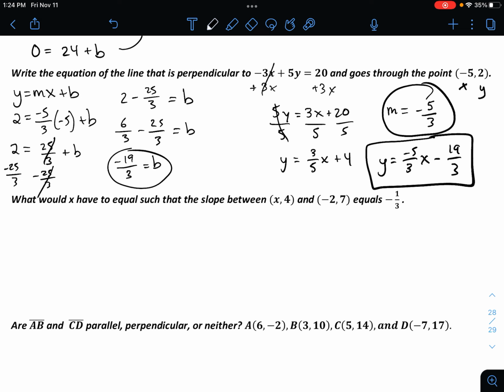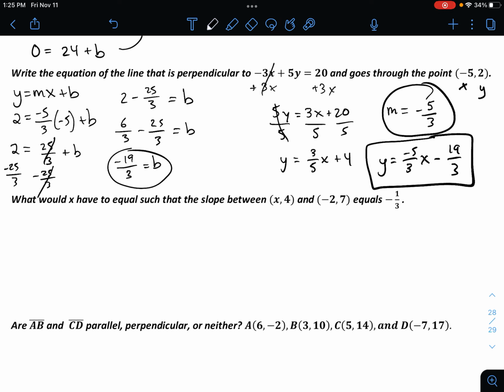Again, this is the equation of the line that is perpendicular to this given line, and it also goes through this point. So again, I would recommend opening up Desmos, giving it a shot, graphing this information, and then you're going to confirm that it's perpendicular and does go through the point negative 5, 2.